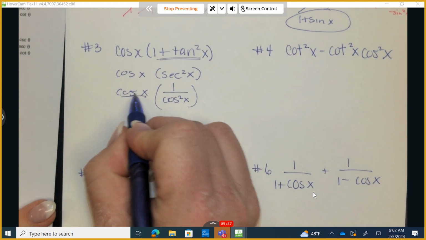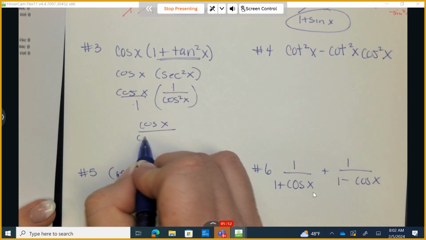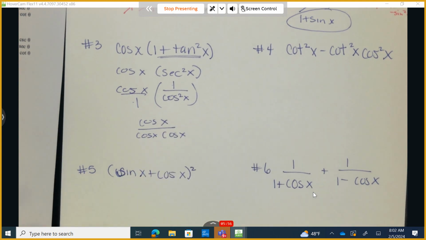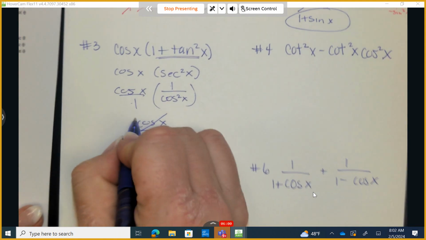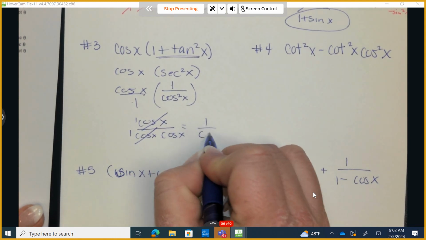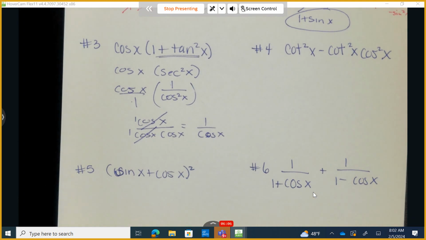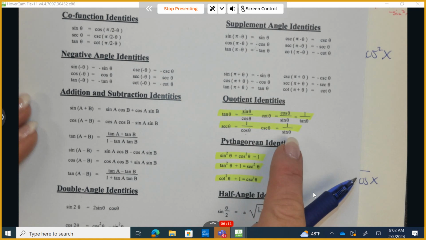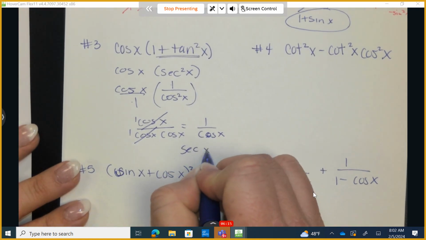And now when I multiply across, I'm left with cosine of x on top. On the bottom, I have cosine squared. I'm just going to expand that to cosine and cosine. Cosine squared is cosine times cosine. Remember, these don't just cancel out. They're going to reduce down to 1, and I'm left with 1 over the cosine of x. Not wrong. But what is 1 over the cosine of x equivalent to? 1 over the cosine of x is equivalent to the secant. So this is equal to the secant of x.